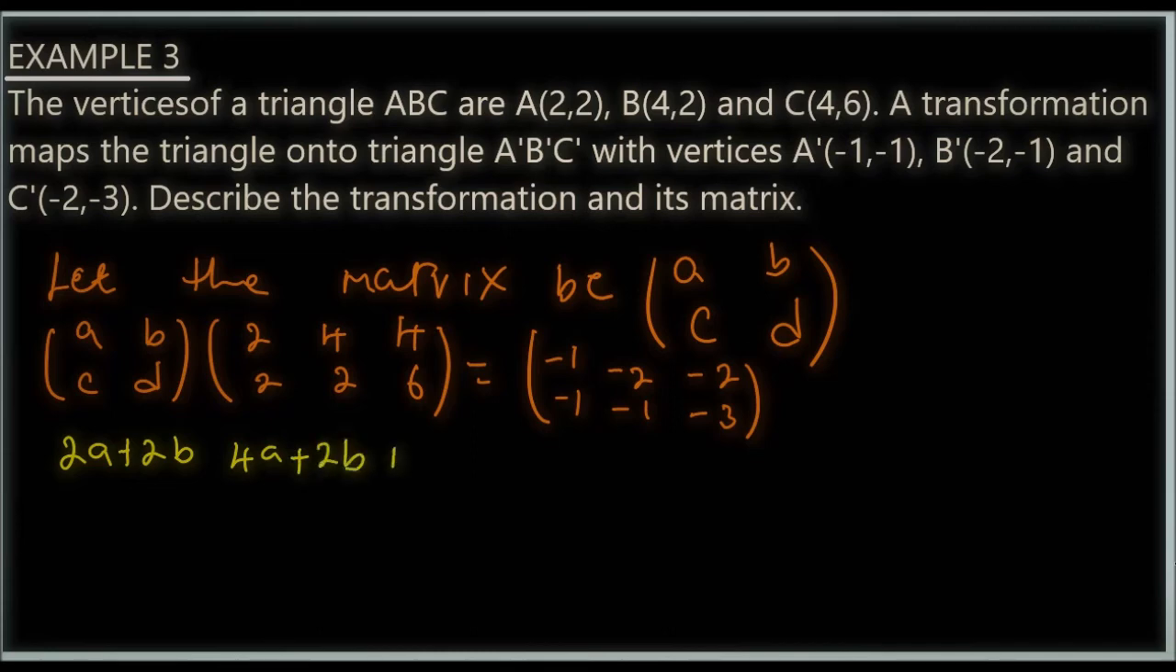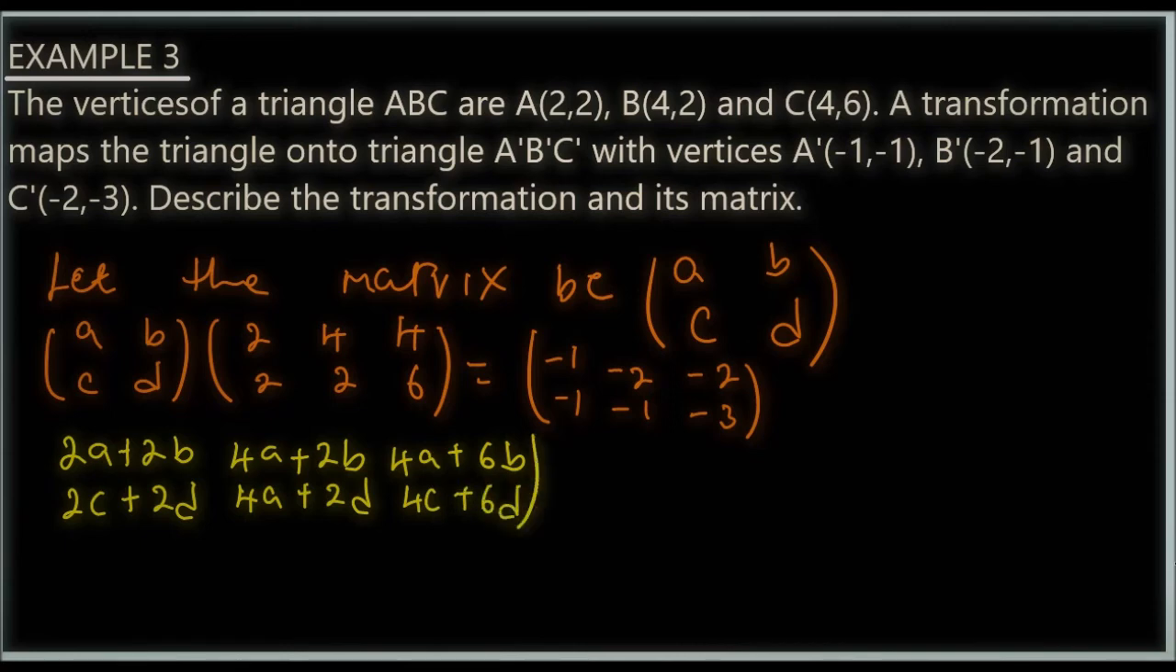Then we have 4a plus 6b. So that is the first row. We come to the second row. We have 2c plus 2d, then we have 4a plus 2d, and we have 4c plus 6d. We close the bracket and we say this is equal to the matrix [-1, -2; -1, -1, -3]. So that is the matrix.